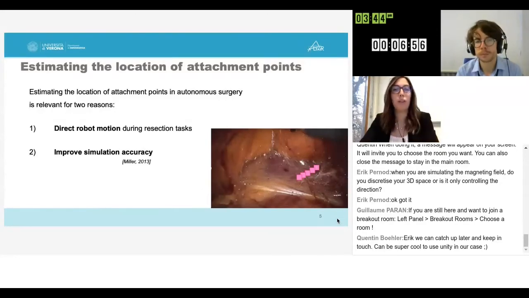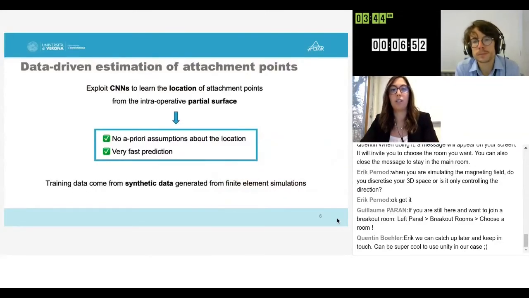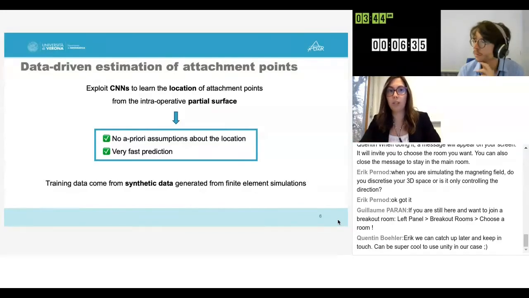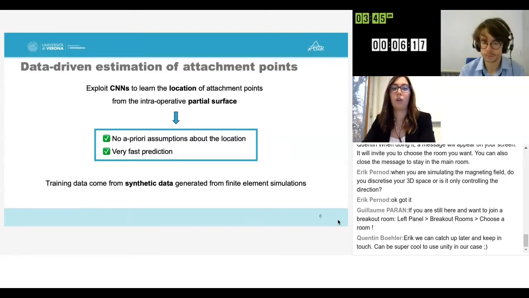So the method we propose to solve this challenge is to exploit convolutional neural networks to learn the location of these attachment points from the kind of data that we can acquire during surgery, which is basically a partial view of the deformed surface. And we want to do this without relying on any a priori assumption about the location of these points. And exploiting convolutional neural networks allows us to have very fast prediction, so compatible with intraoperative time. And in addition, in order to cope with the lack of data that we usually have in the medical field, we decided to train this network generating synthetic data from finite element simulations.